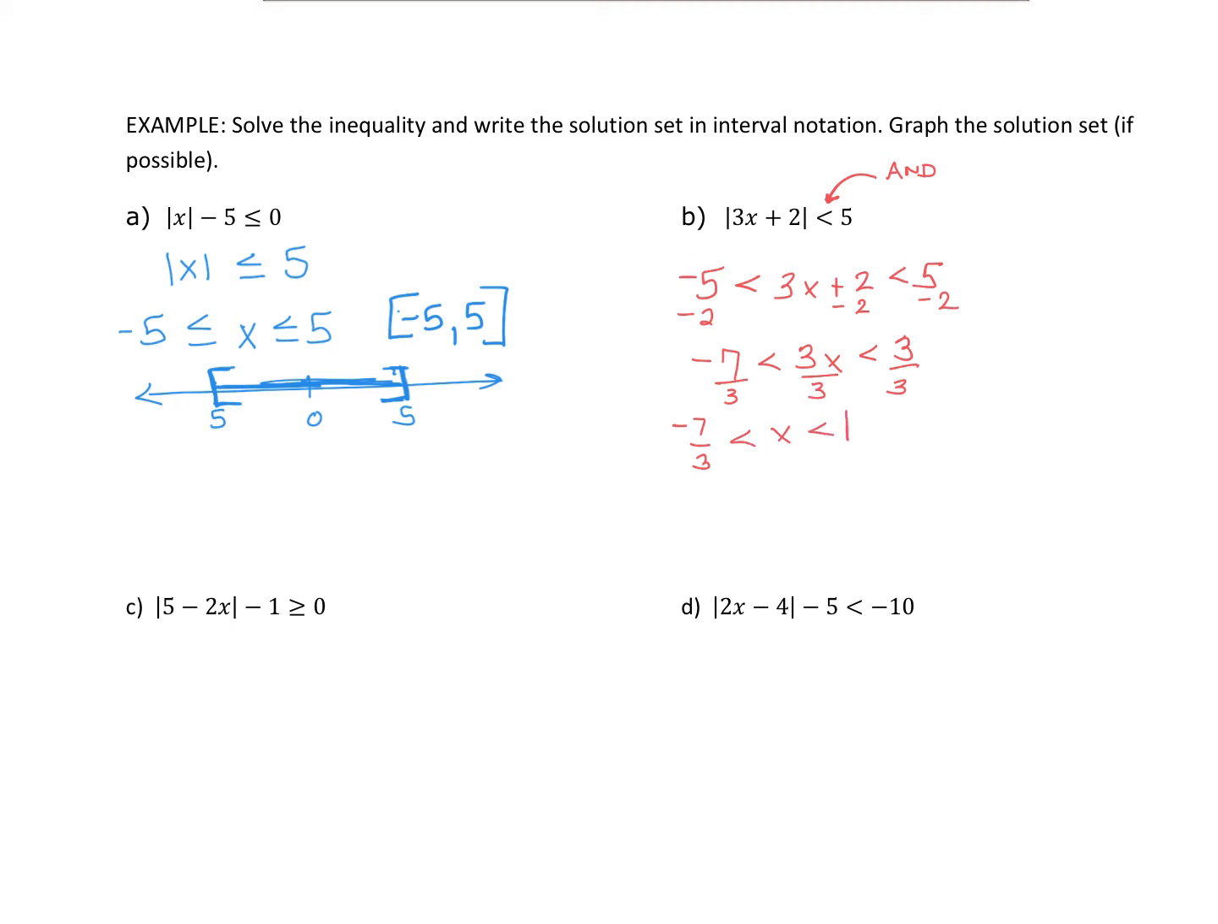So again, this is nice because if I look at this, I already know that my interval notation is -7/3 to 1, parentheses, because I don't have the equal to. And if I were graphing it, I'll do -7/3, which is -2 and a little bit, up to 1, and everything in between.